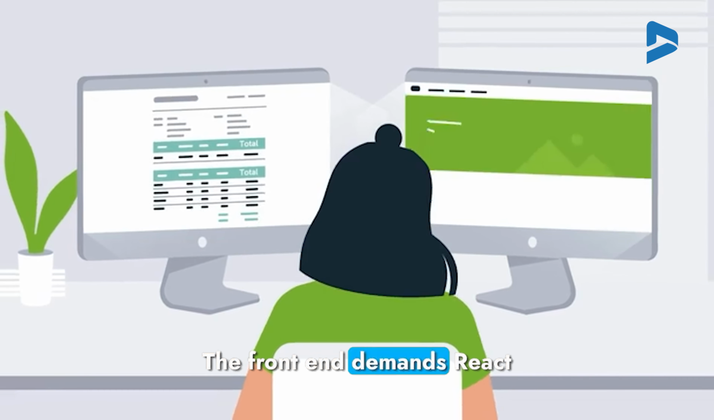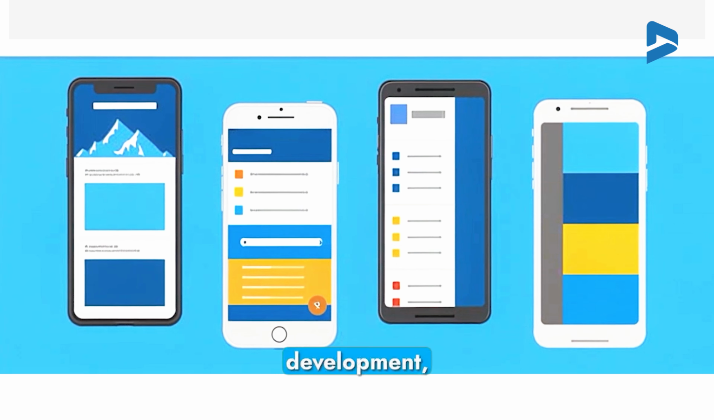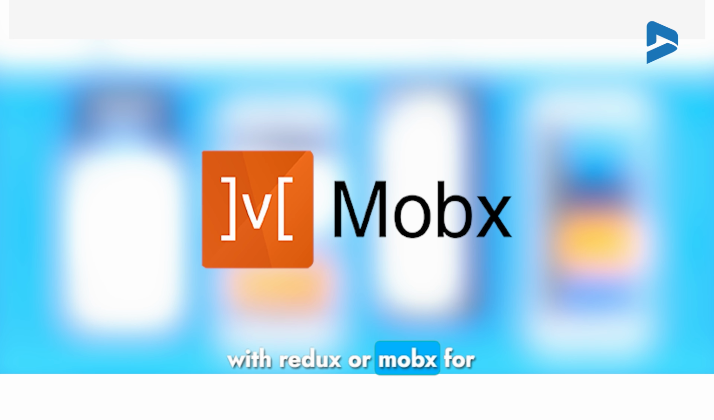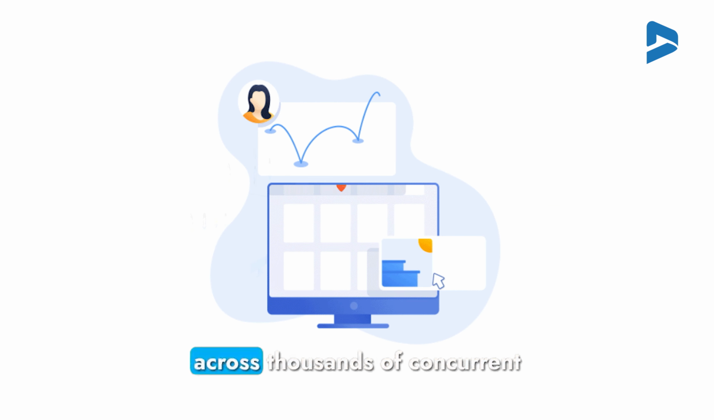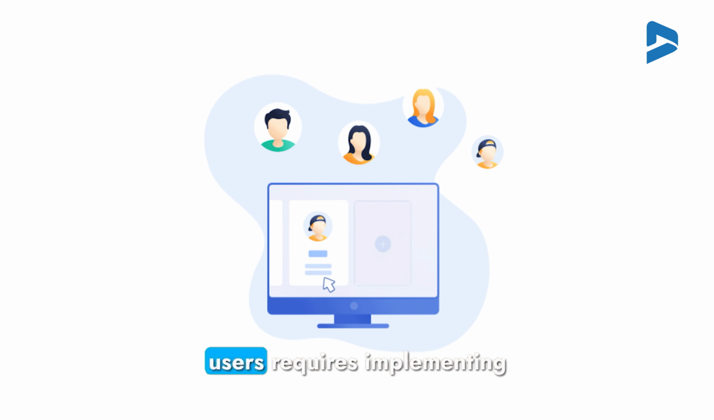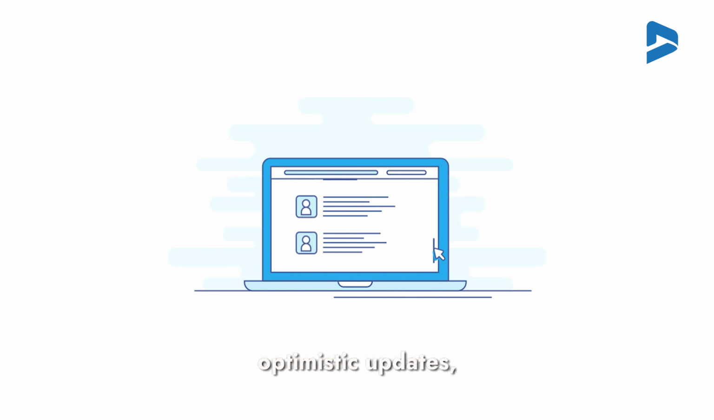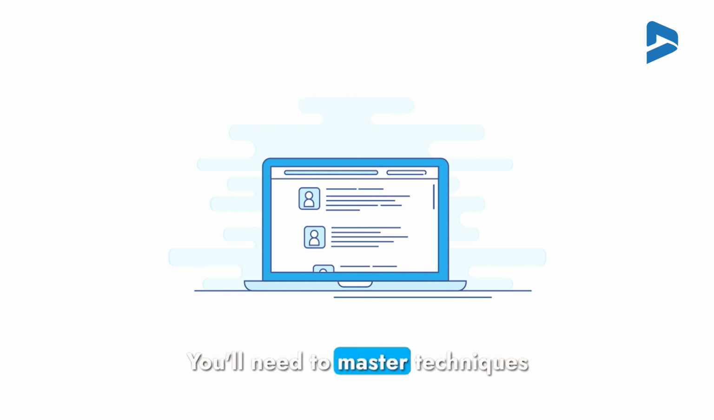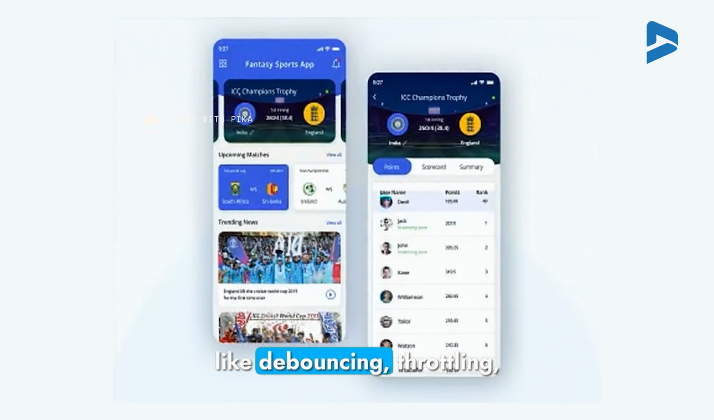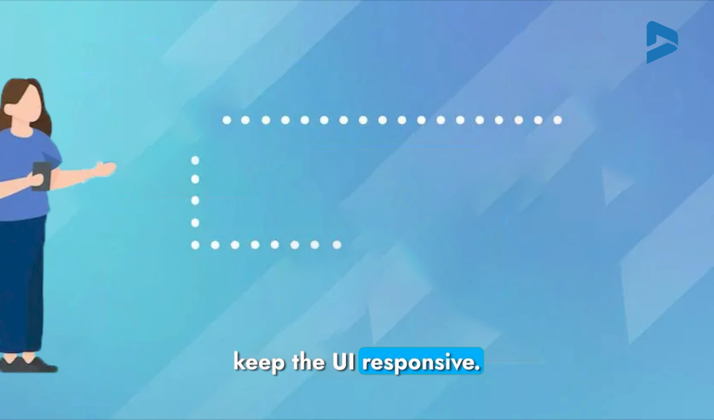The front end demands React Native or Flutter for cross-platform mobile development, with Redux or MobX for state management. But handling real-time updates across thousands of concurrent users requires implementing WebSocket connections, optimistic updates, and conflict resolution algorithms. You'll need to master techniques like debouncing, throttling, and virtual scrolling just to keep the UI responsive.